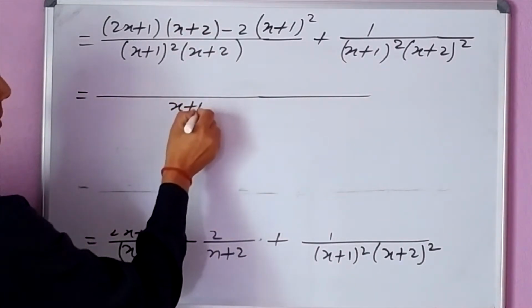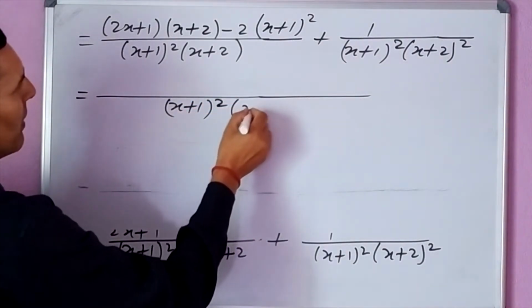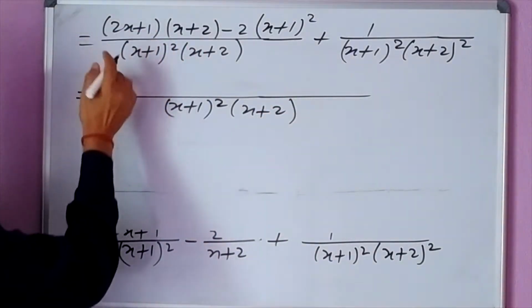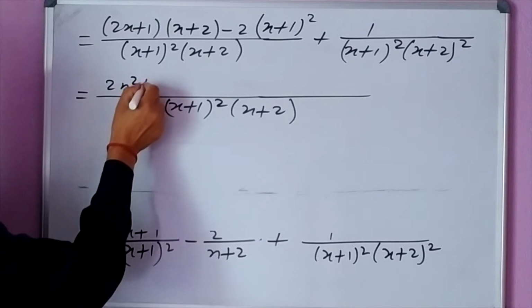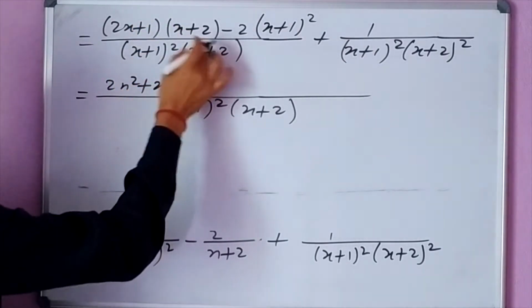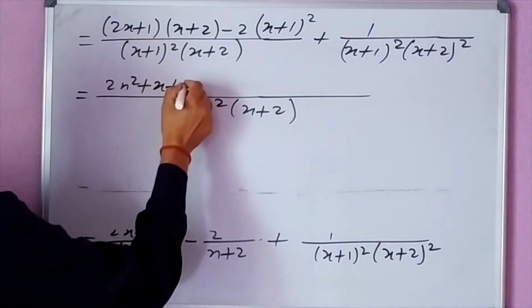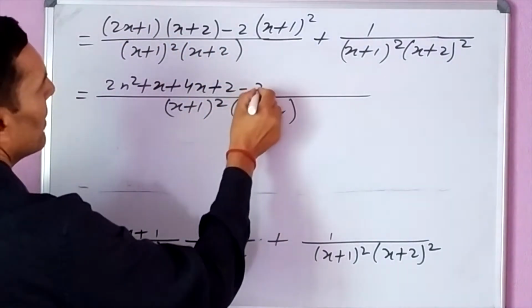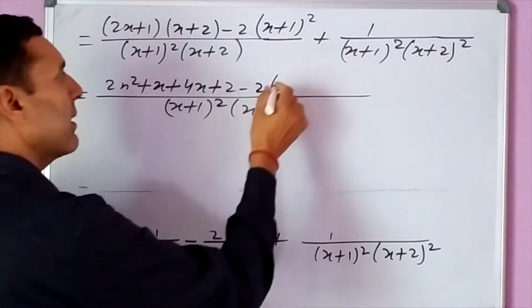So (x+1)^2 (x+2) is the LCM. 2x into x is 2x^2, x into 1 is x, 2 into x is 2x, 2 into 2 is 4x, plus 2 into 1 is 2, minus 2. First we expand this bracket.